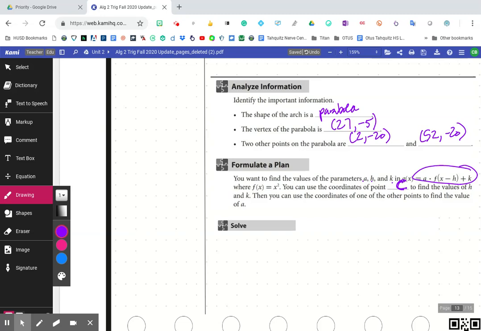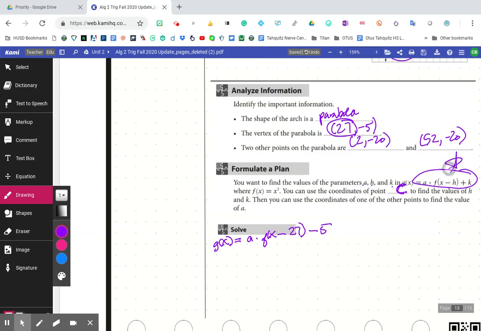Okay, so we're going to do a lot of algebra we haven't done in a very long time. So I am going to start with the function g of x equals a times f of x minus, and then I'm going to put my x value in here that I know for point C is 27. And then I'm going to put the k value in, which is negative 5. So this was just our generic formula that we had right here.